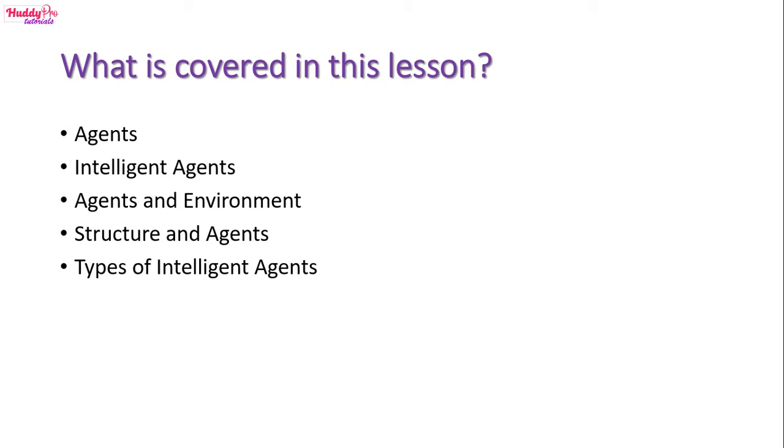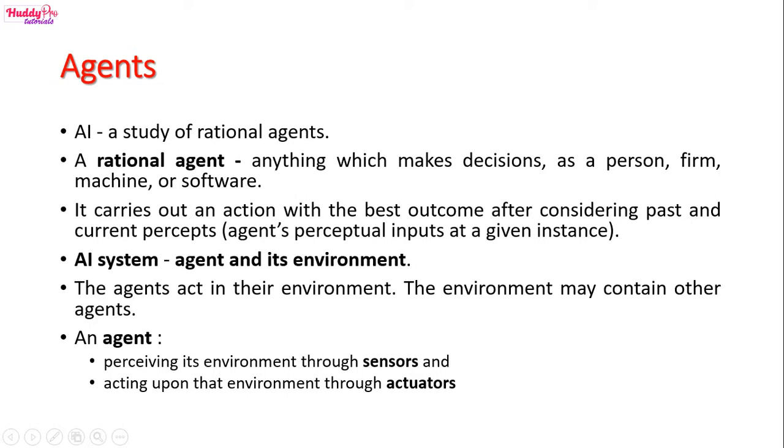Let's talk about agents. As we said, we can define AI as a study of rational agents. What's a rational agent? A rational agent could be anything which makes decisions, such as a person, firm, machine, or software. It carries out an action with the best outcome after considering past and current percepts. And these percepts are the agent's perceptual inputs at a given instance. An AI system is composed of an agent and its environment. The agents act in their environment, and the environment may contain other agents.